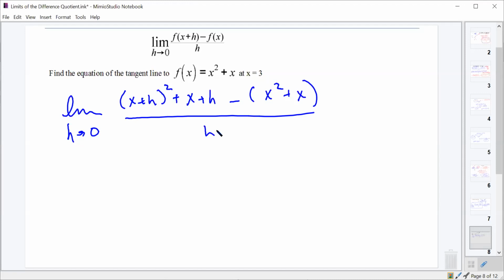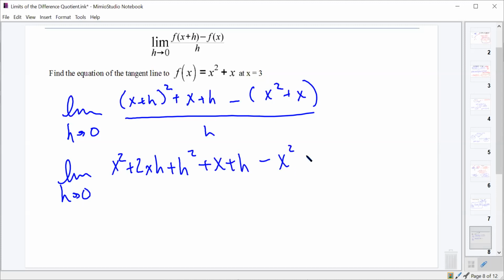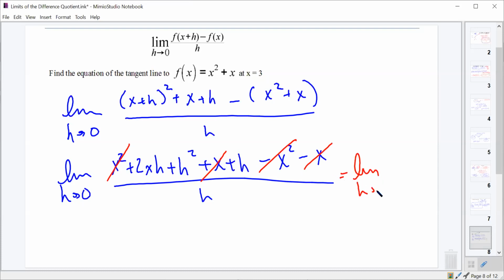Okay. And then we should expand out this x plus h and distribute the minus sign. Everybody agree with that step too? Yes. Okay, the x squareds should cancel and the x's should cancel. And I should be able to divide everything by h, giving me 2x plus h plus 1.